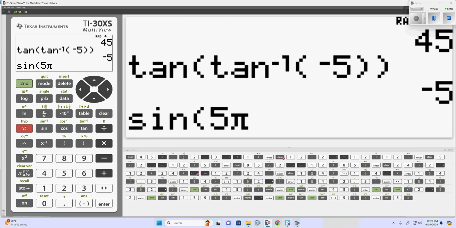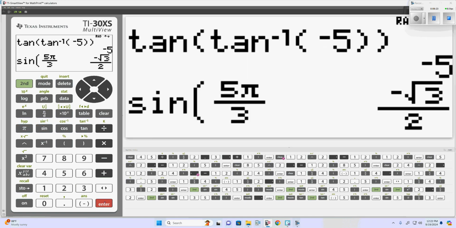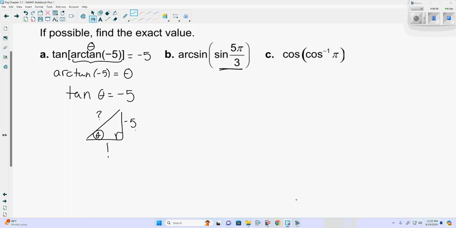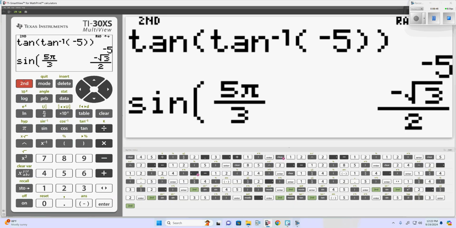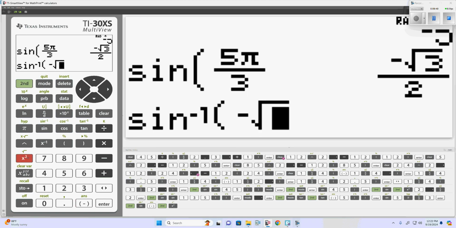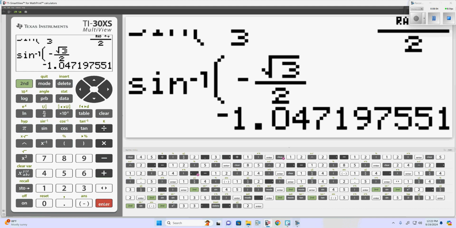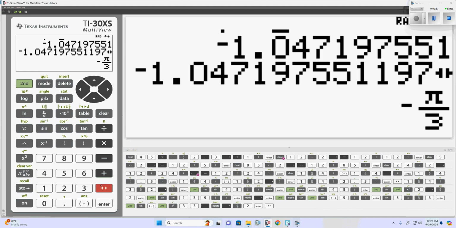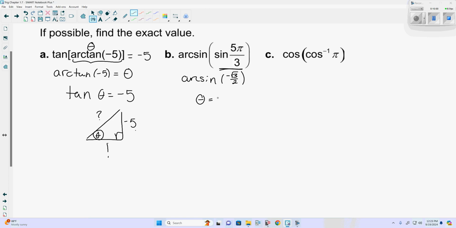Sine of 5 pi over 3 is negative square root 3 over 2. And then we take sine inverse of it. We're trying to see what angle would give us negative square root 3 over 2. And we could have typed that whole thing in.